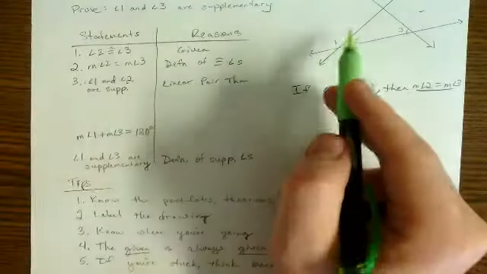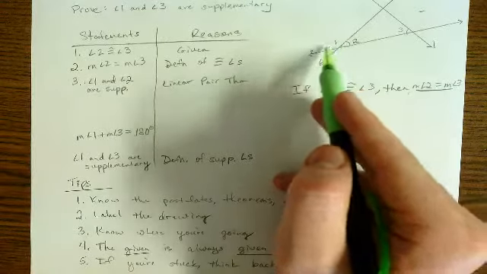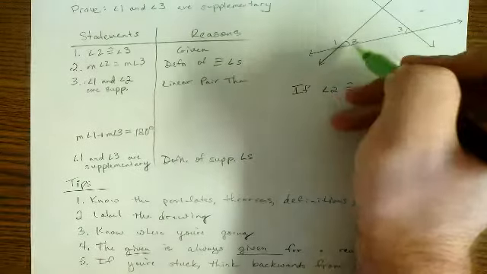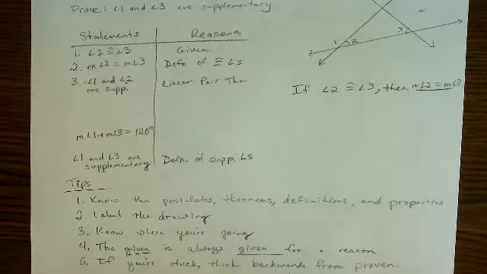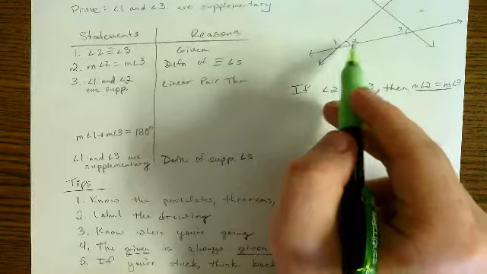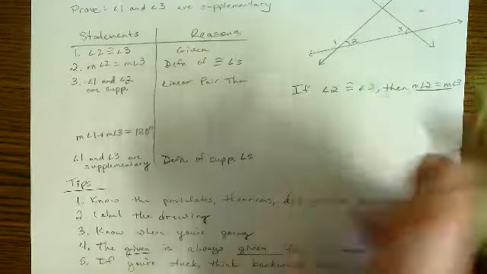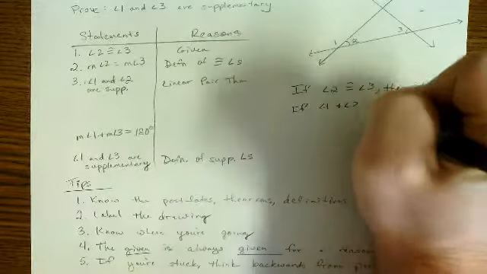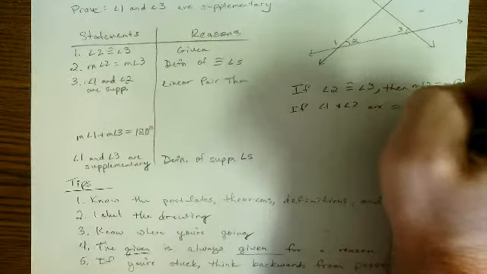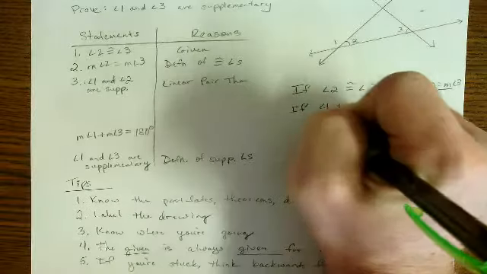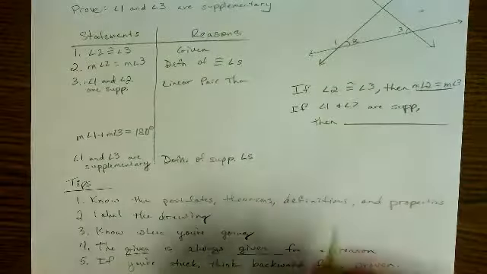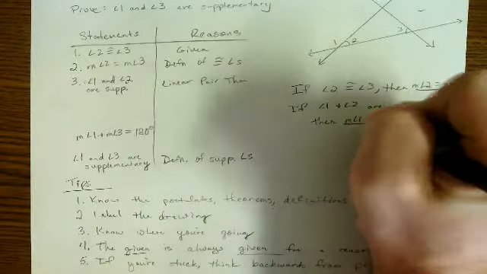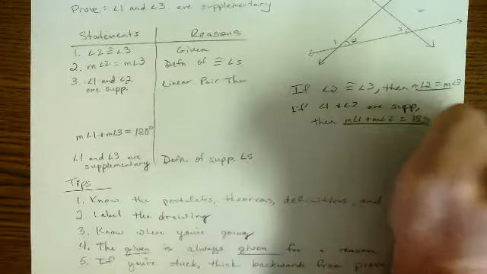The linear pair theorem said these two angles form a linear pair, therefore they're supplementary. So angle 1 plus angle 2 is 180 degrees. They form a straight line. So now I have angle 1 and angle 2 are supplementary. And so if angle 1 and angle 2 are supplementary, what's my then statement that can follow from this? Well, then their sum is 180 degrees. Then the measure of angle 1 plus the measure of angle 2 is 180 degrees.